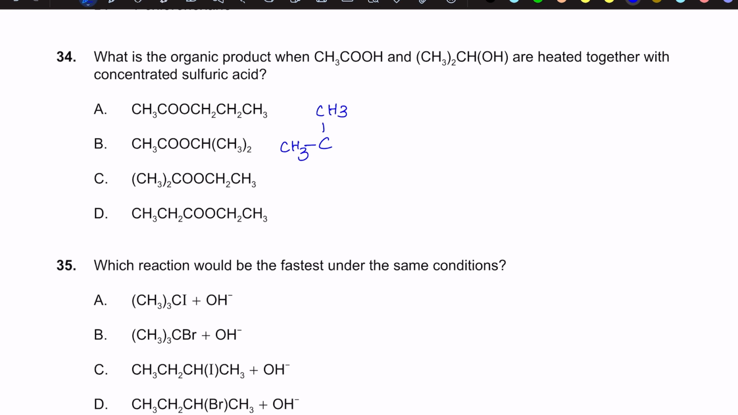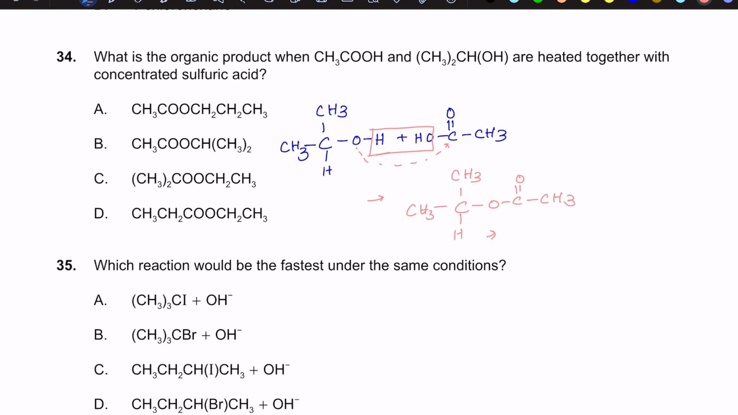This is your alcohol and this is your carboxylic acid. From these two, you remove the OH and hydrogen to form water, and then you connect this oxygen with this carbon to get the final answer. So this looks like CH3COOCH3. If you just flip it and write the formula, it corresponds exactly to option B, and B is the right answer in this case.